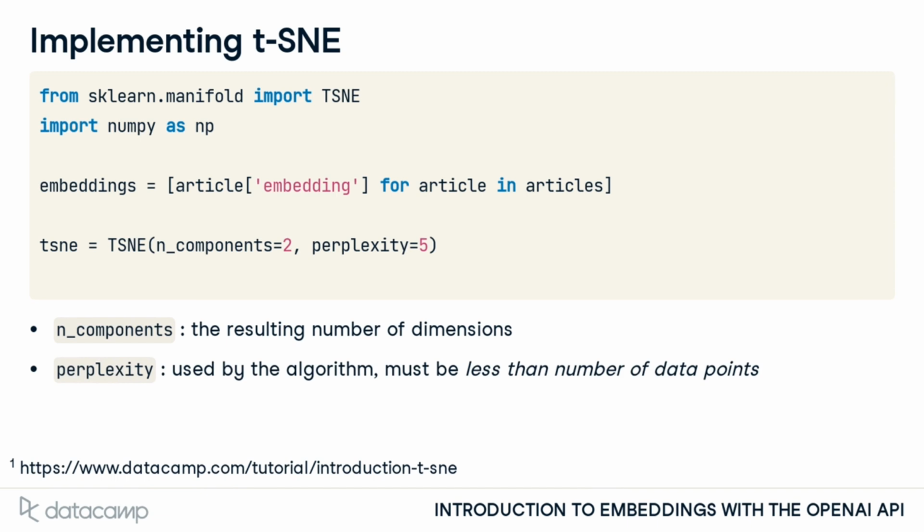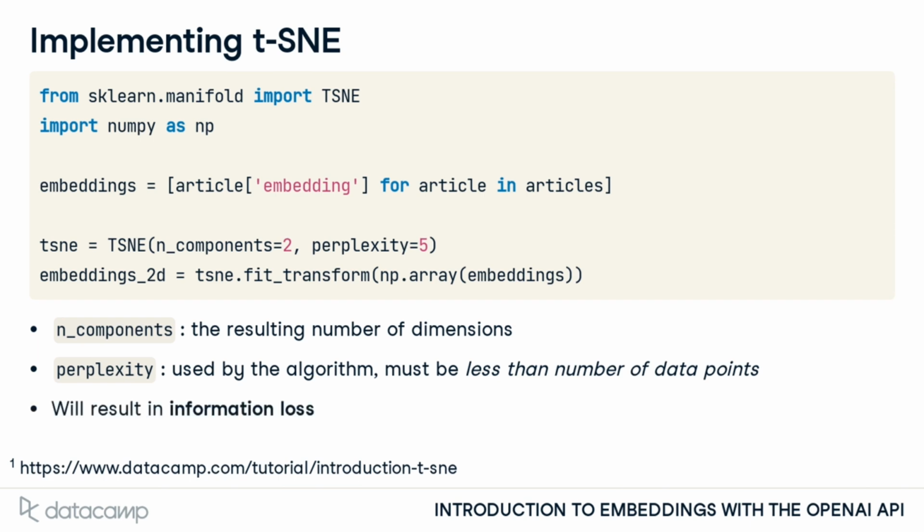Finally, to perform the t-SNE transformation, we call the fit_transform method on the tsne object, passing it the embeddings as a numpy array. This will return the transformed embeddings in a numpy array with n_components dimensions, which we can now visualize. Although t-SNE is useful for exploring and visualizing higher dimensions, it will result in the loss of some information in the transformation, so it should be used with caution.